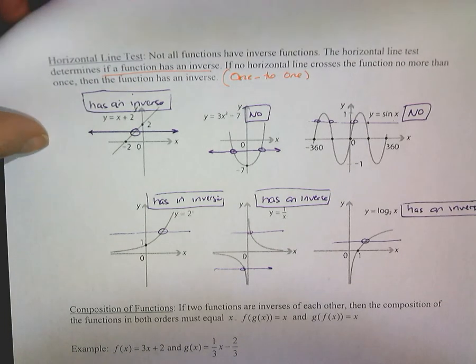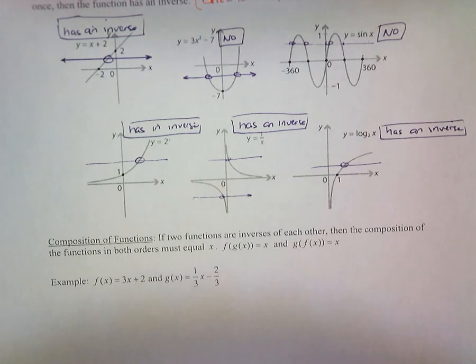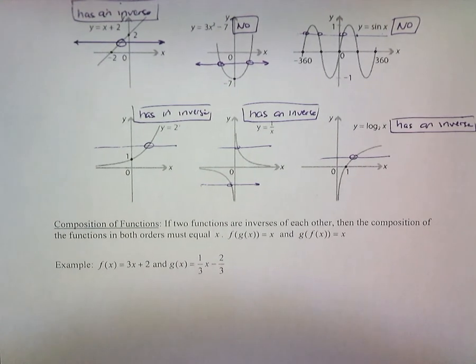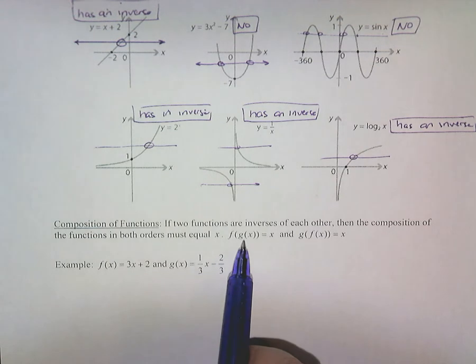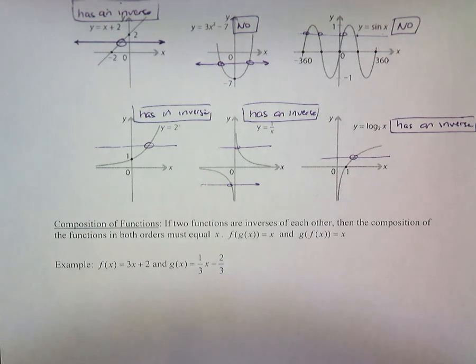The last thing we do with inverse functions is, if two functions are inverses of each other, then the composition of the functions in both orders must equal x. What I mean by that: if I take f of g of x, it has to equal x, and that's the important part, and g of f of x has to equal x.